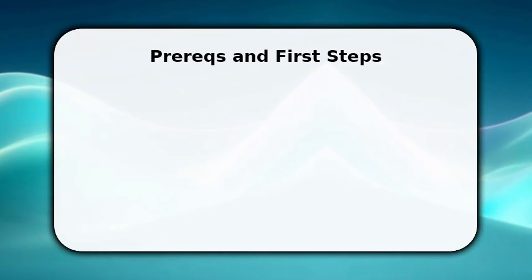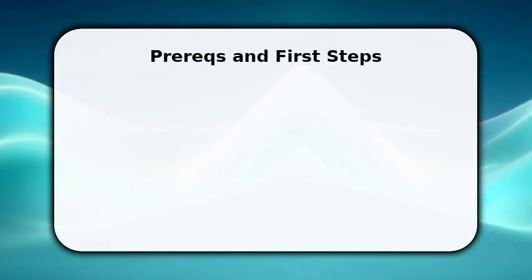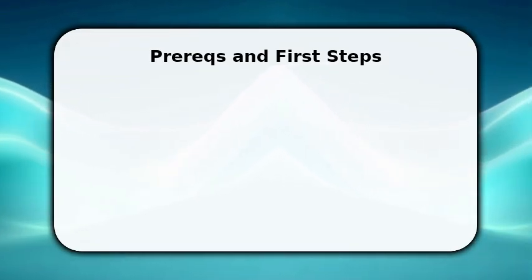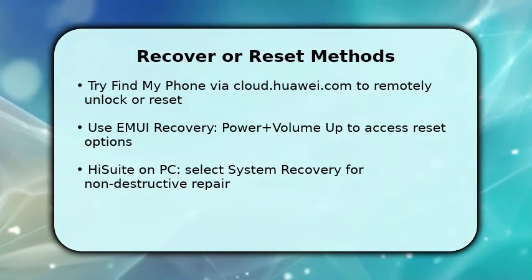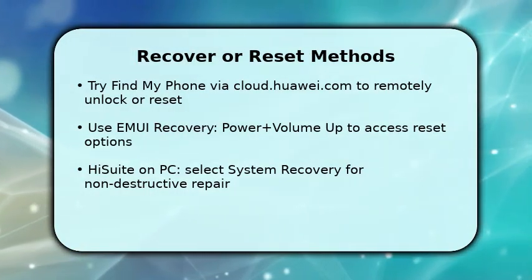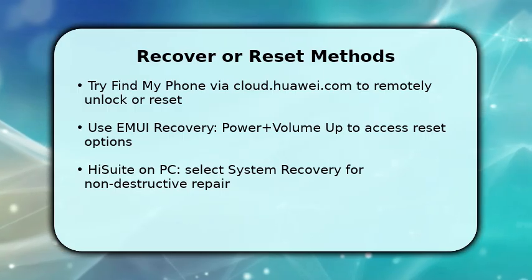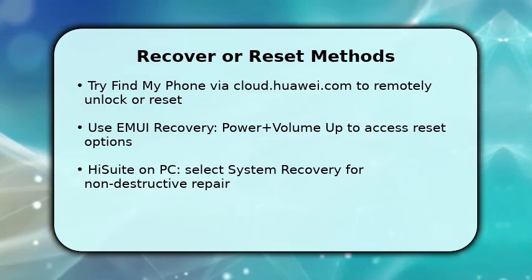Once done, you'll determine whether to use Find My Phone, MIUI Recovery, or a PC-based tool. You'll now choose the method based on account access and lock type. If Find My Phone is linked, sign into Huawei Cloud and attempt remote unlock or password reset.